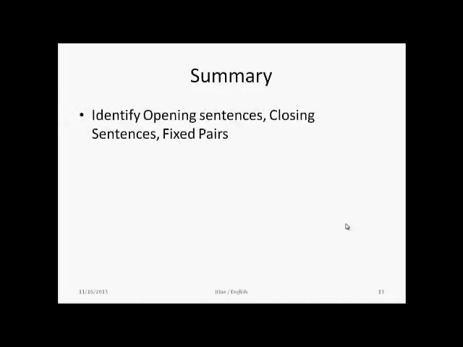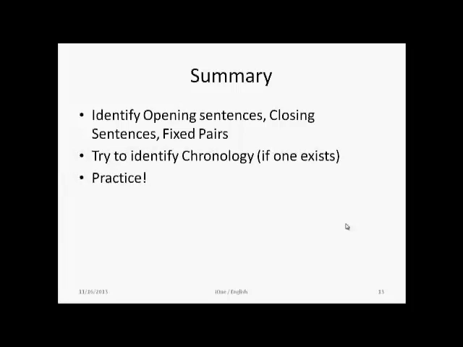Well, let us quickly recap what we saw so far. We have seen how we go about solving questions on jumbled passages. So we have certain cues where we can identify either an opening sentence or a closing sentence or a fixed pair. Sometimes we can try to identify the chronology if one such thing exists. But the most important thing is practice.